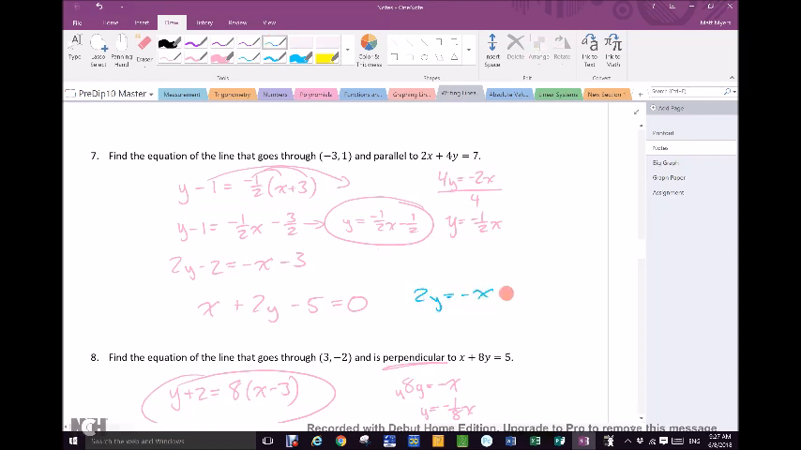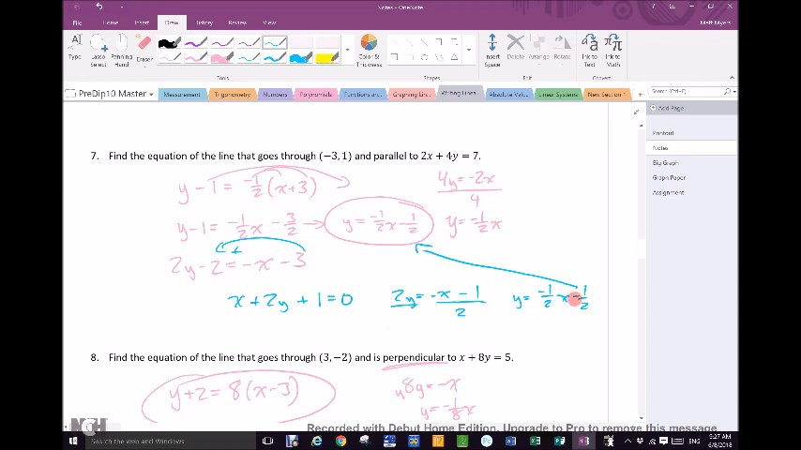2y equals negative x plus 5. Oh, I must have screwed this up. Oh, yeah. When I brought this over, I left it as negative because I was going too fast. x plus 2y, when I bring that over, it becomes positive, right? Negative 2 plus 3, positive 1. Now, if I want that to go to slope-intercept form, 2y equals negative x minus 1. Divide by 2, y equals negative 1/2 x minus 1/2, which is what we had right there without doing an extra step.